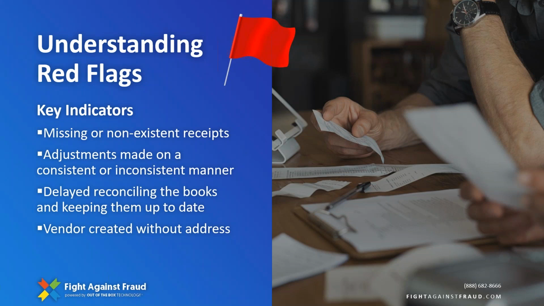But the problem is that most of the criminals are not smart. They do things and it doesn't make sense, and it's pretty easy to catch them. It just takes time to catch them, especially when there's no system of internal control to minimize the risk of it happening. The delay of reconciling the books and keeping them up to date.